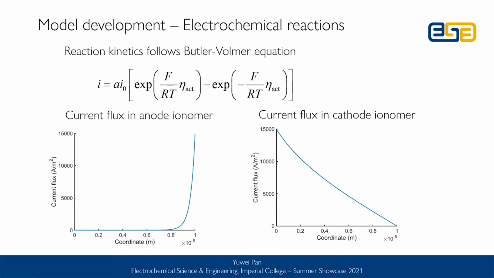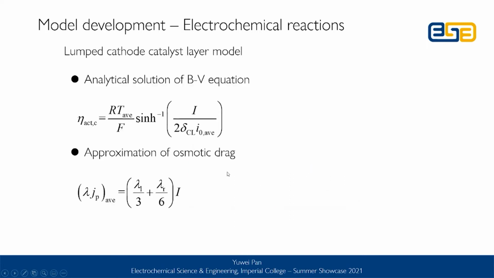has very sluggish reaction kinetics, while the proton conductivity is relatively high, so the current flux is relatively linearly distributed. So two different modeling approaches are applied for different sides of the cell. For the cathode side, a simple lumped model is used and an analytical solution of the BV equation can be obtained.